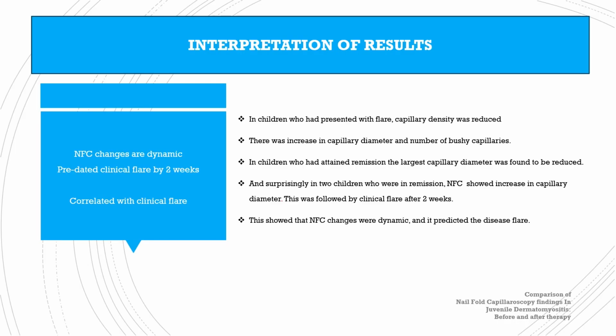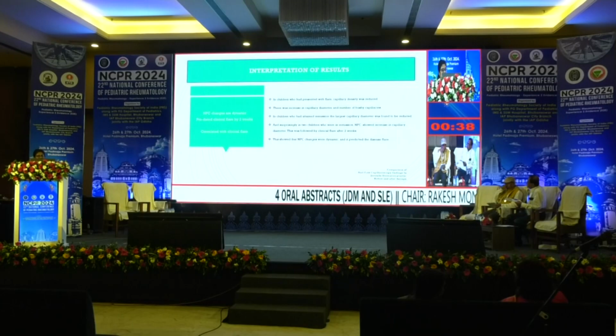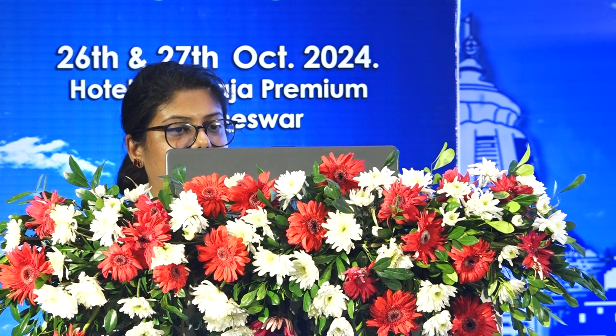In children who had presented with flare, capillary density was reduced. There was an increase in capillary diameter and number of bushy capillaries. In children who had attained remission, the largest capillary diameter was found to be reduced. And in 2 children who were in clinical remission, as also by CMAS, NFC showed an increase in capillary diameter, which was followed by clinical flare after 2 weeks. And this showed that NFC changes were dynamic, and it predicted the disease flare.